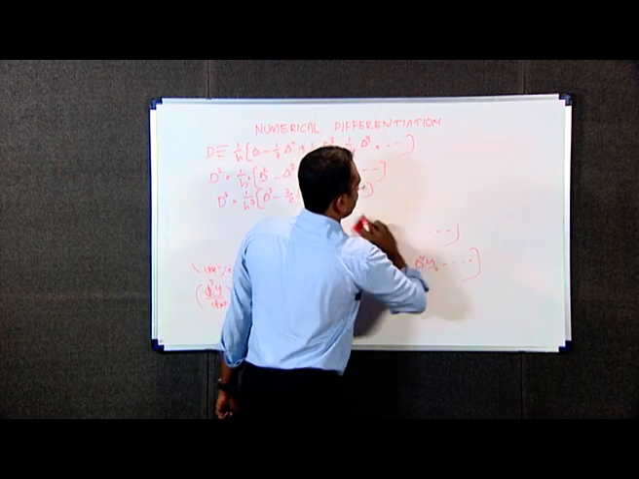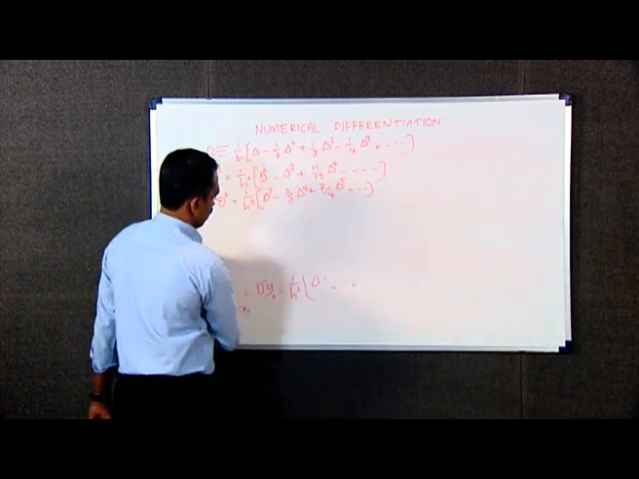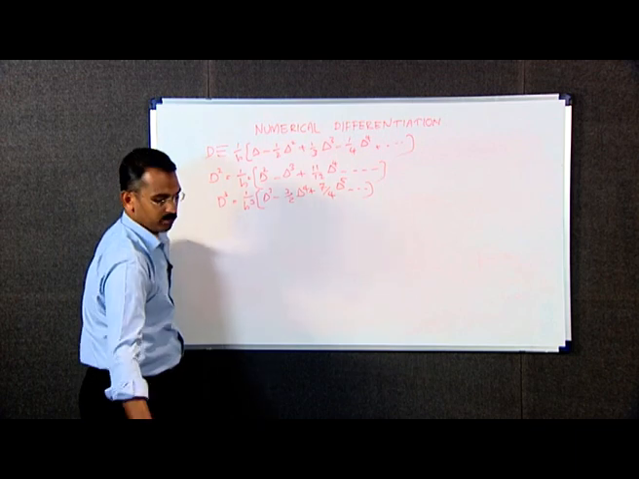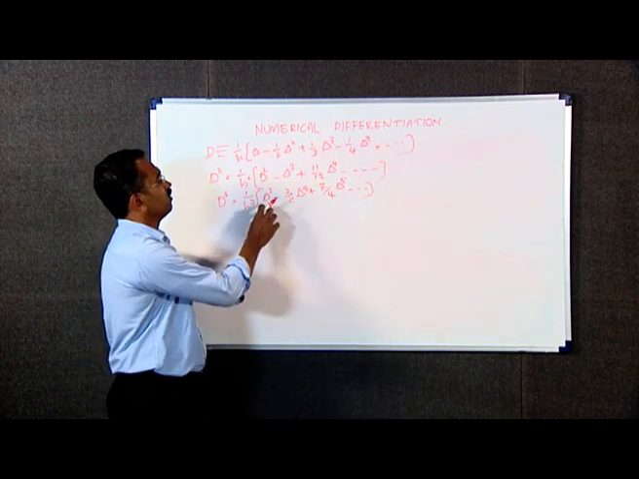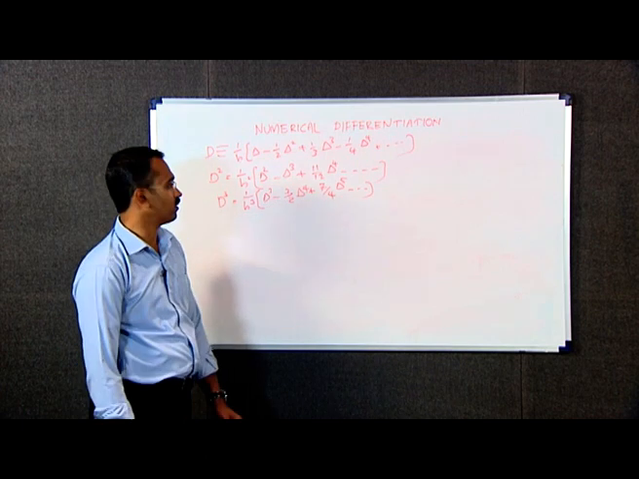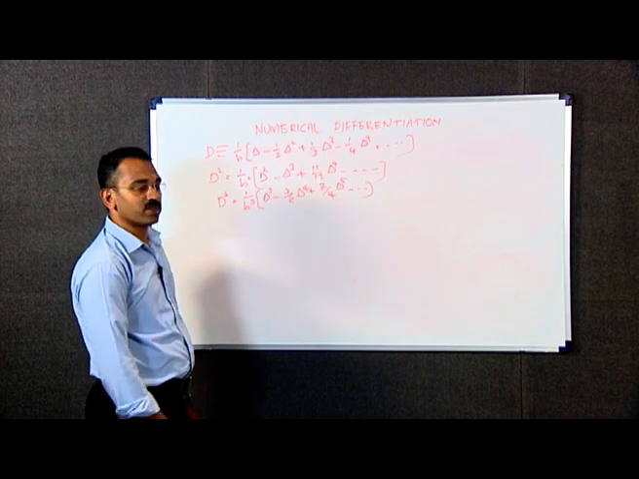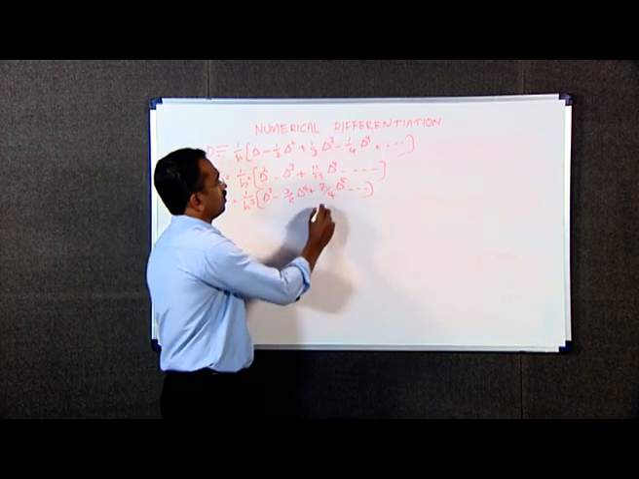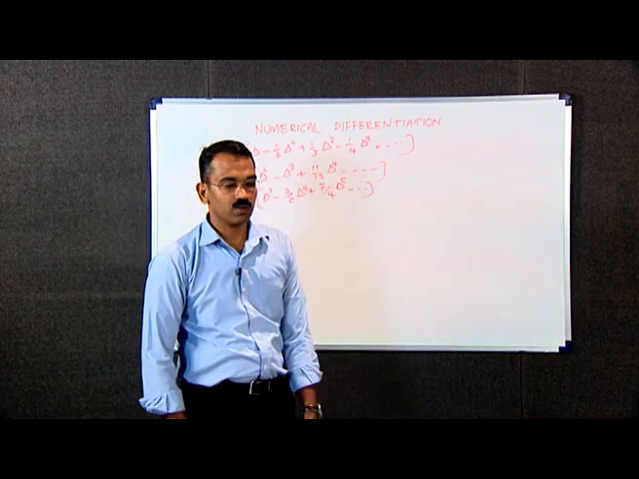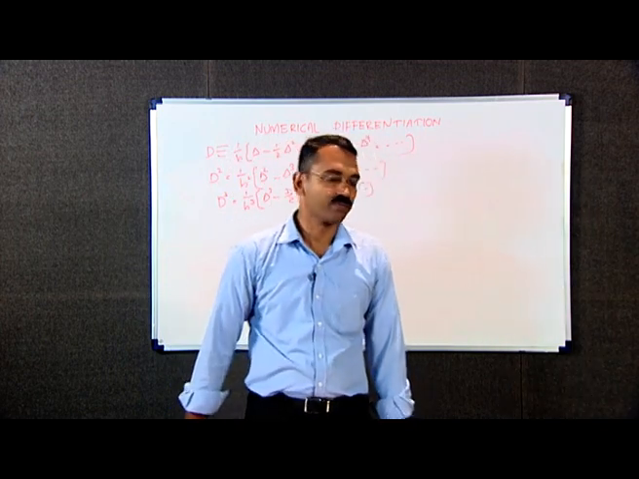Capital D means the differential operator, delta is the forward difference operator. We just proved this result in the beginning of the finite differences. Now, we have an example.